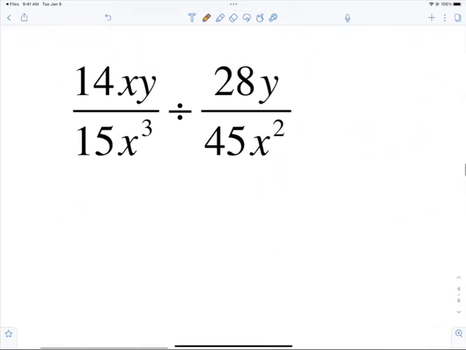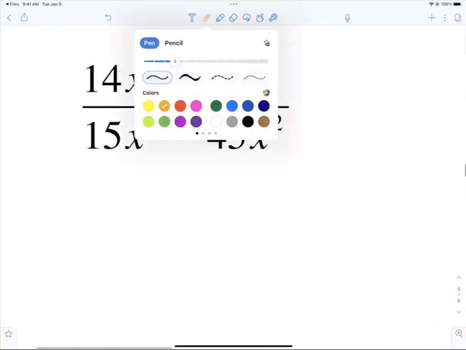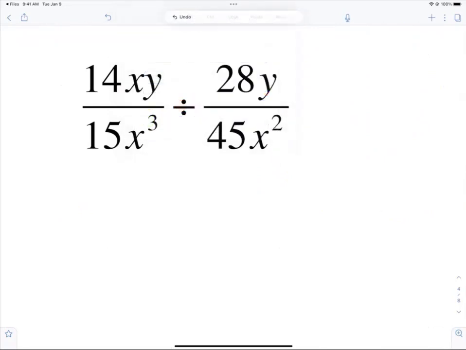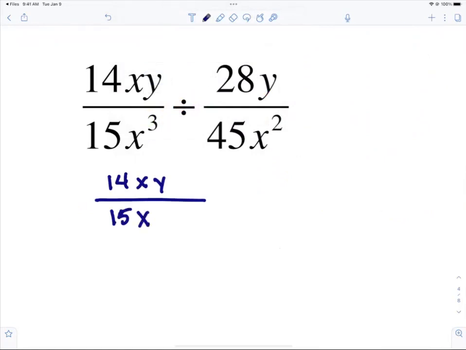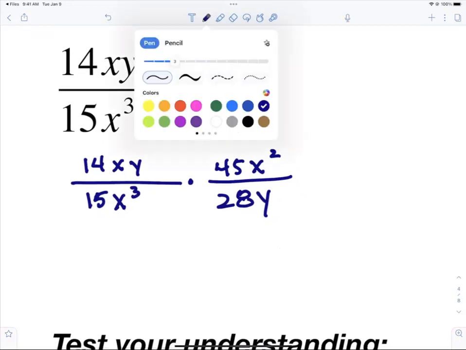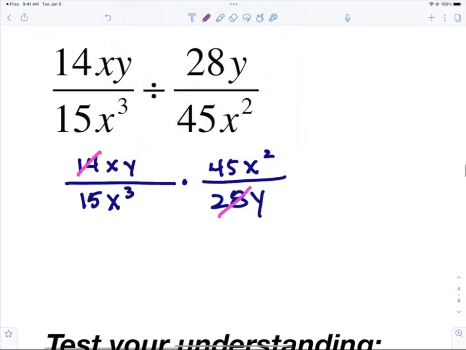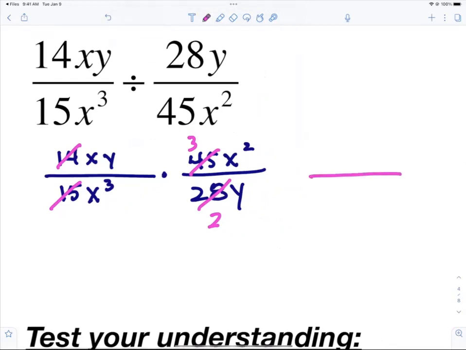Okay, let's introduce some variables in. Let's see, I'm just going to rewrite this, and I'm going to keep it the way that it is. I could simplify first, but I'll just go ahead and turn this into a multiplication and then simplify it once I get it rewritten. Okay, the first thing I notice is 14 and 28, leaving behind a 2, and then 15 and 45, leaving behind a 3. I'm going to set myself up with a new ratio. I'm going to have 3 on top and 2 in the denominator. I don't think I made a mistake.